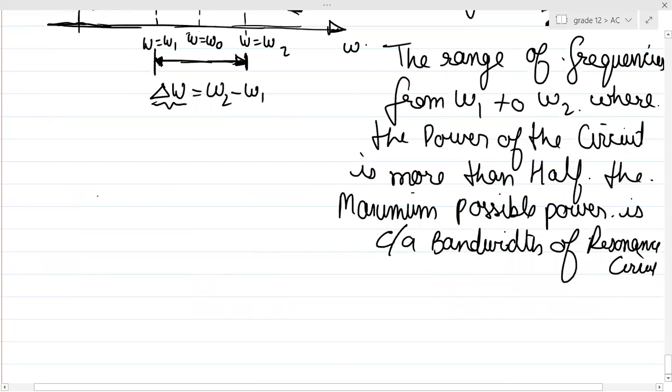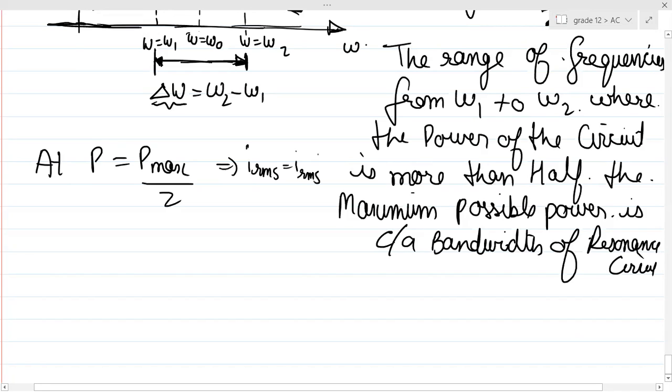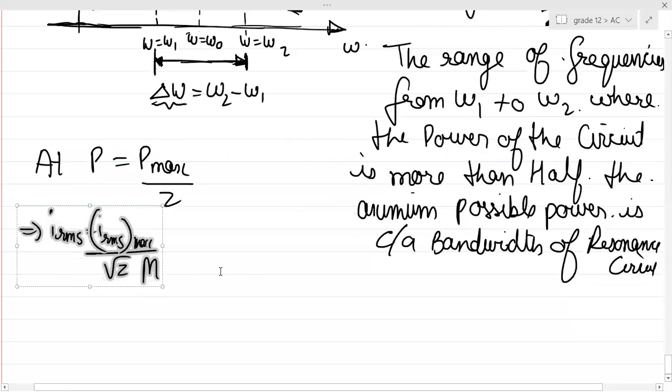So now tell me this particular thing. When power is half of the maximum power, what is the current? We know the RMS current is the maximum divided by root 2, right? I'll write it over here so that it doesn't get confused.